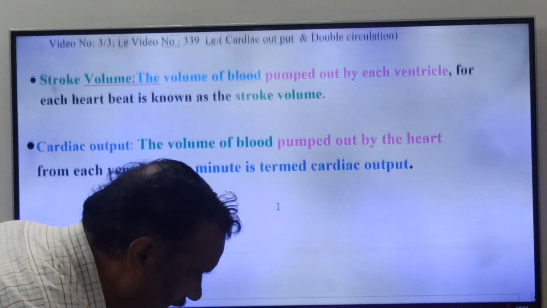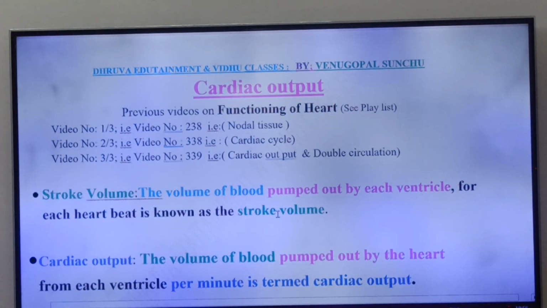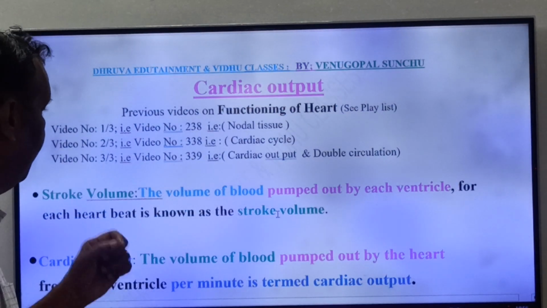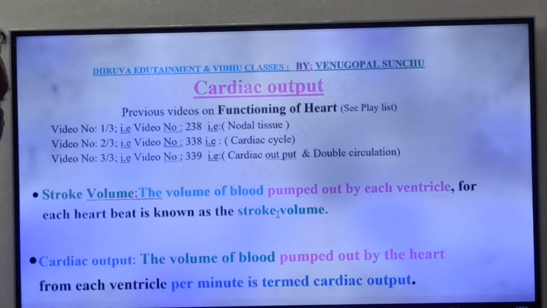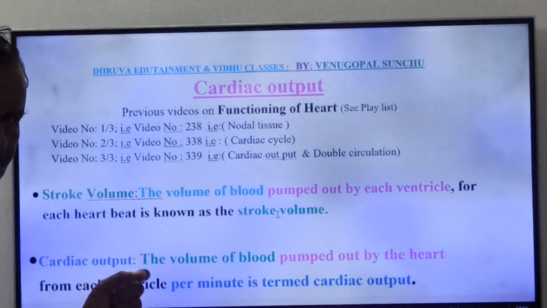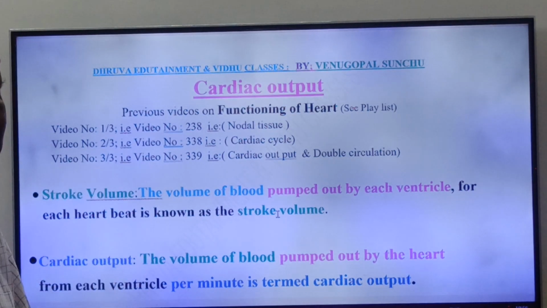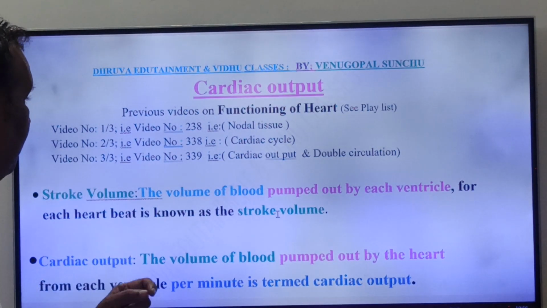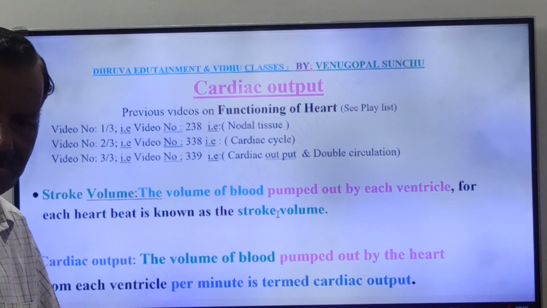What's your question? Write about the functioning of the heart. Functioning of the heart has 3 videos, friends. In the first video, we discussed the nodal tissue, that is 1/3, serial number 238. In the second video, 2/3, we discussed the cardiac cycle. In the third video, that is serial number 339, we discussed the cardiac output and double circulation, friends.